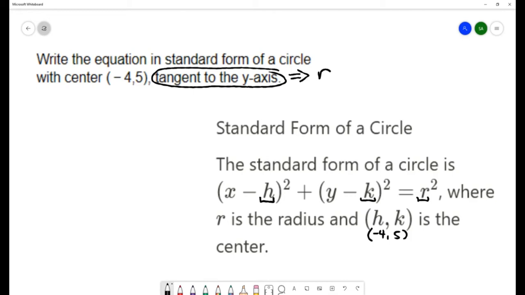So what does it mean to be tangent to the y-axis? So I'm going to draw a picture for you over here. When a circle is tangent to the y-axis, what that means is that the circle touches the axis at one point. So we can see here that the circle will touch the axis instead of crossing the axis, and it also means that it's not going to miss the y-axis. So this is a picture of a circle that is tangent to the y-axis.